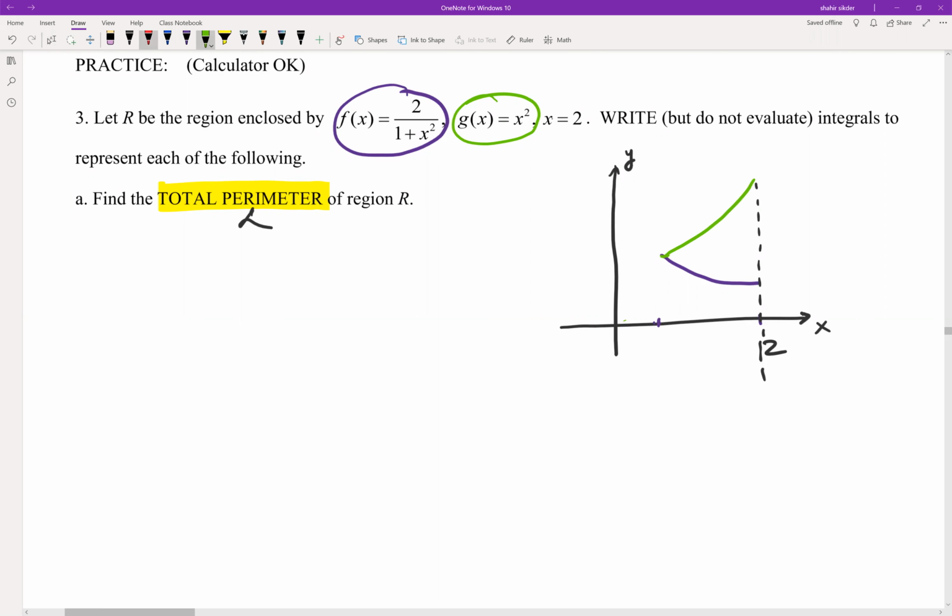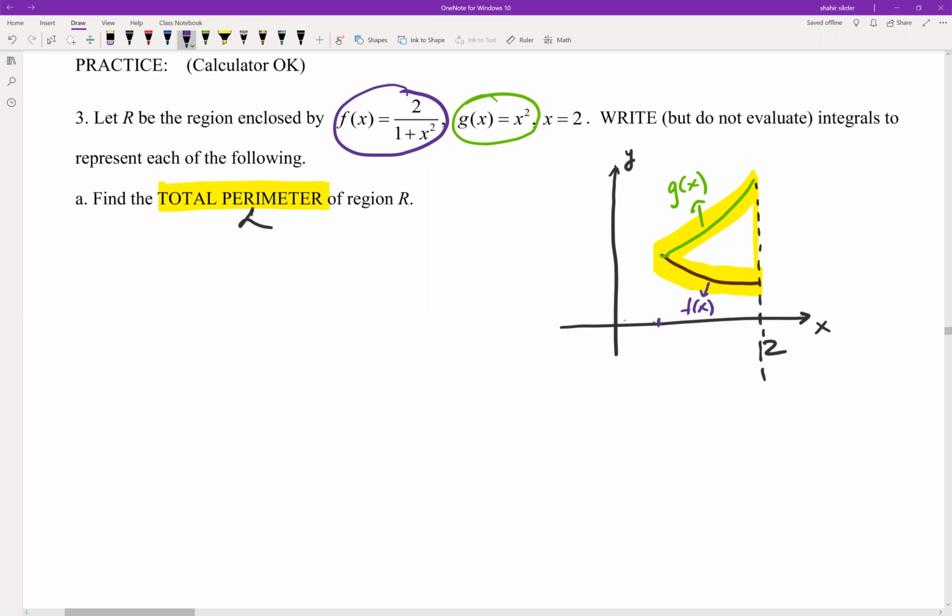What we are looking for in letter A is the total perimeter. And when we say the word perimeter, just this, and this, right? So that region right there. So I'll write it out. g of x is my x squared. So this is my g of x. This purple one is my f of x.